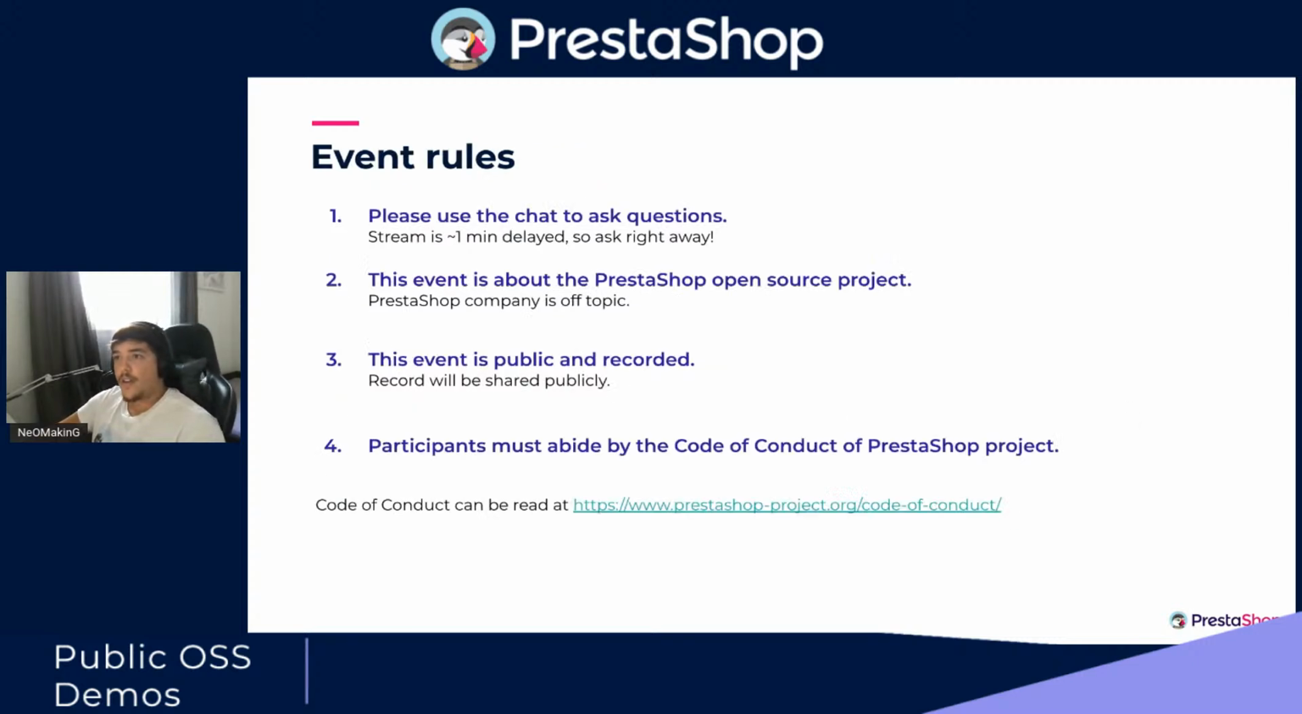So first, event rules. Don't hesitate to use the chat if you have any questions, and you have like a 1 minute delay on the stream, so don't hesitate to ask questions on the chat. The second rule is that this event is about the open source project, so it's not about the company. So we won't speak about the company here. And the third rule is that this event is public and recorded, so everything will be shared publicly later. And don't forget about the code of conduct.